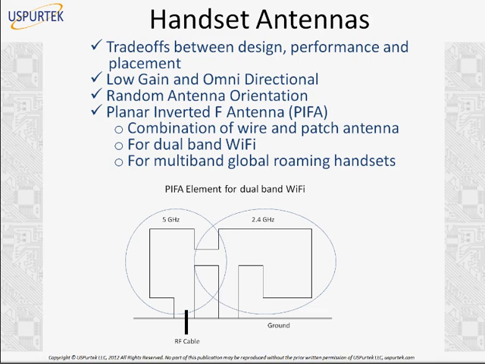So some unique designs have come up. The most common is the planar inverted F antenna, or PIFA design. In this design, you fabricate the antenna on a sort of PCB. In the picture, you see a PIFA element for a dual band Wi-Fi. Dual band means it supports both 5 gigahertz as well as 2.4 gigahertz, and you have an RF cable connecting at the lower end of the antenna. And this is basically fabricated on a planar surface, so it's easy to pack it with the rest of the circuits in the handset.